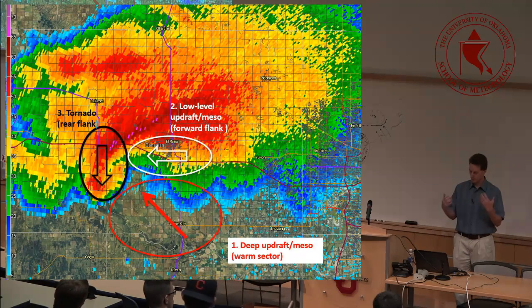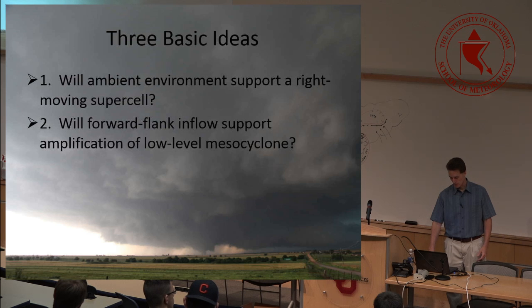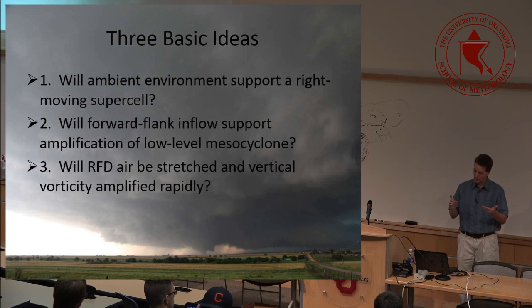So you just got to kind of think about the storm, that there are different processes acting in different parts of the storm, and think of this as a probabilistic exercise because there's nothing deterministic about it at this point. We can't just say with complete confidence that this storm will produce a tornado and that one will not. And again, just to summarize the basic ideas, do we have a supercell environment?